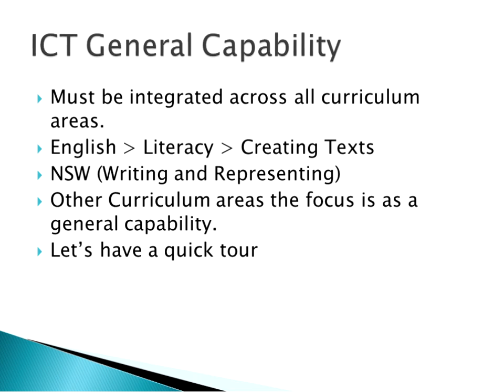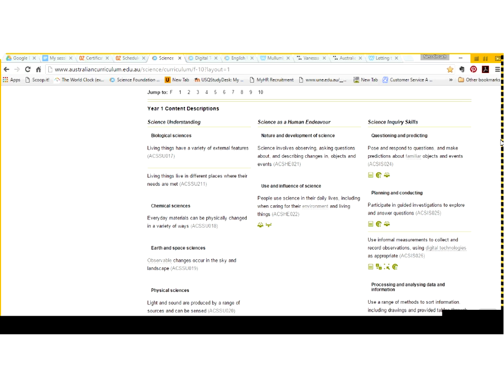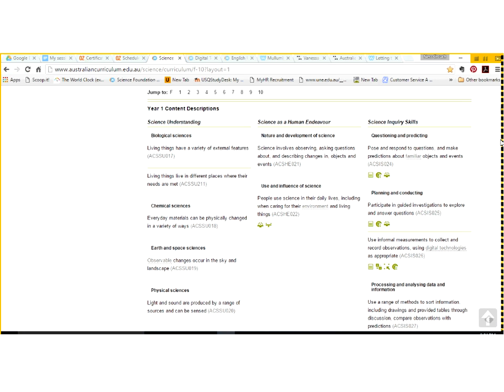In particular, this is evident in the English curriculums. However, it's also evident in lots of other curriculum areas. In New South Wales, because it's gone its own slight little direction of its own, it's found in the writing and representing aspect. Now, I do just want to share with you a quick tour of what that can look like in the Australian curriculum. So I'm just sharing my screen with you here, and I'll do this a little bit throughout the sessions.